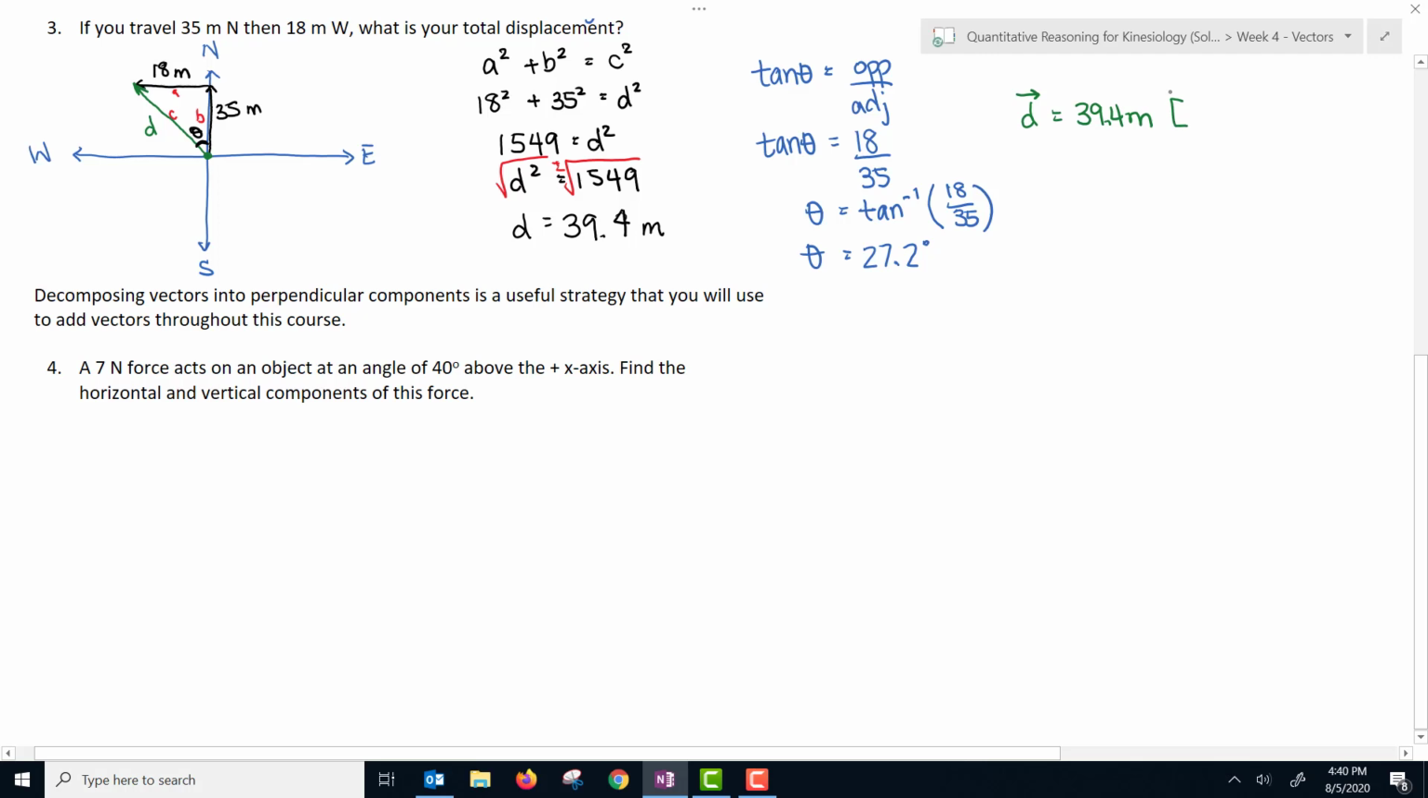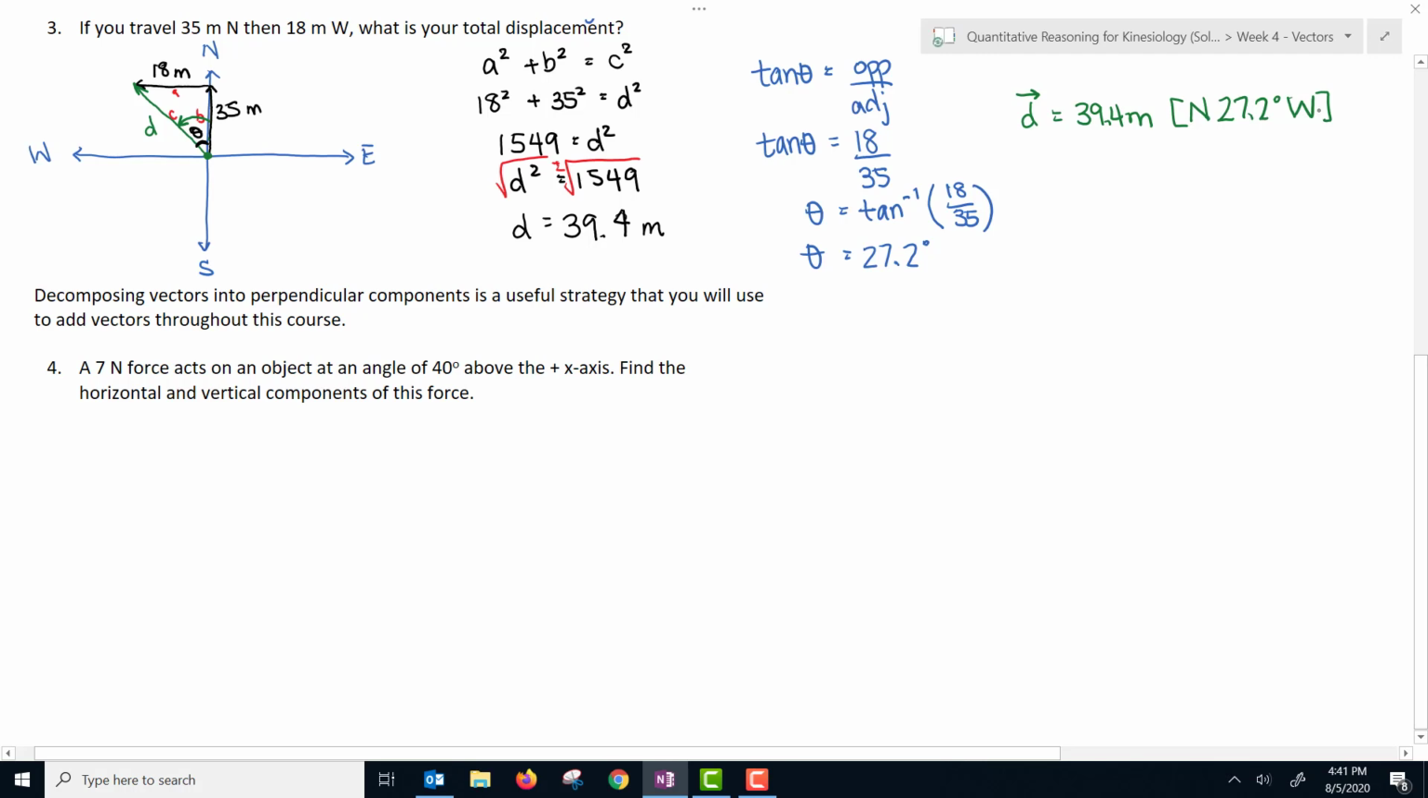So the direction this time, we're using northeast southwest because the question tells us that we went 35 meters north and then 18 meters west. So we're not going to do what we did in question 2 where we said above or below the x-axis, for example. We're going to use northeast southwest. So we're going to start with north because that's our reference line. North, and then from north we're going 27.2 degrees towards west. We're going this way towards west. And that's our final answer.